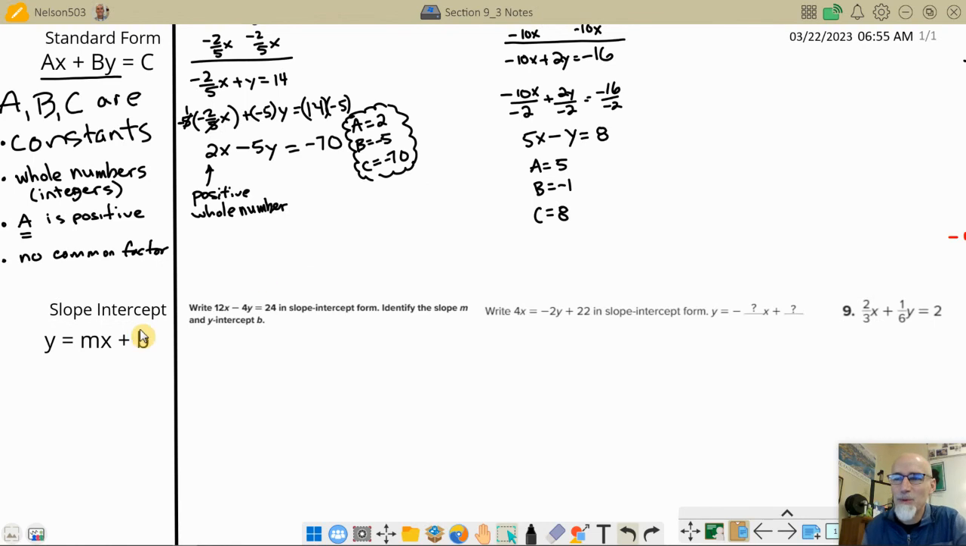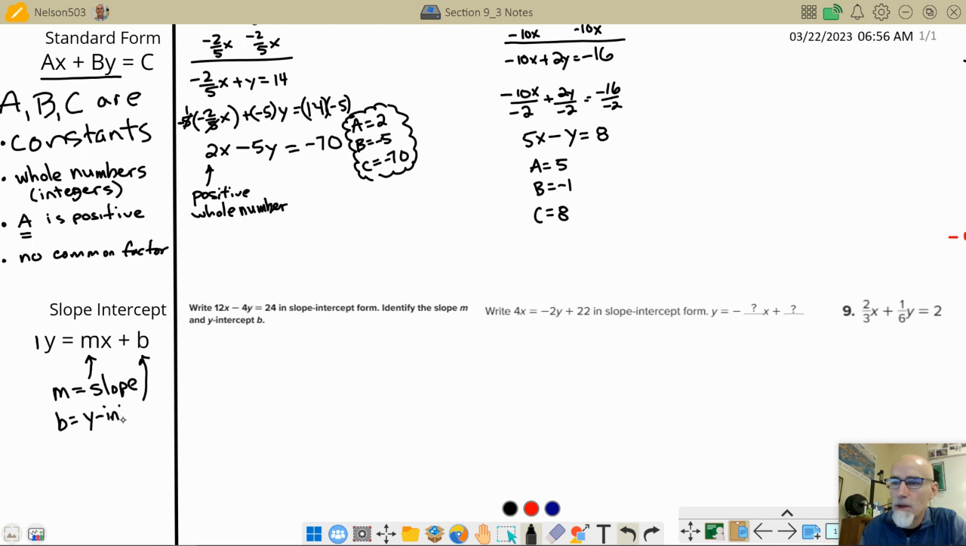Slope-intercept form. This is the one we are probably most familiar with, right? The number that's in front of the x, if it's in the correct form, we have to have a 1y on the left side. The number in front of x, the coefficient, is called the slope, right? So this is our slope. And the b value is our y-intercept, right?